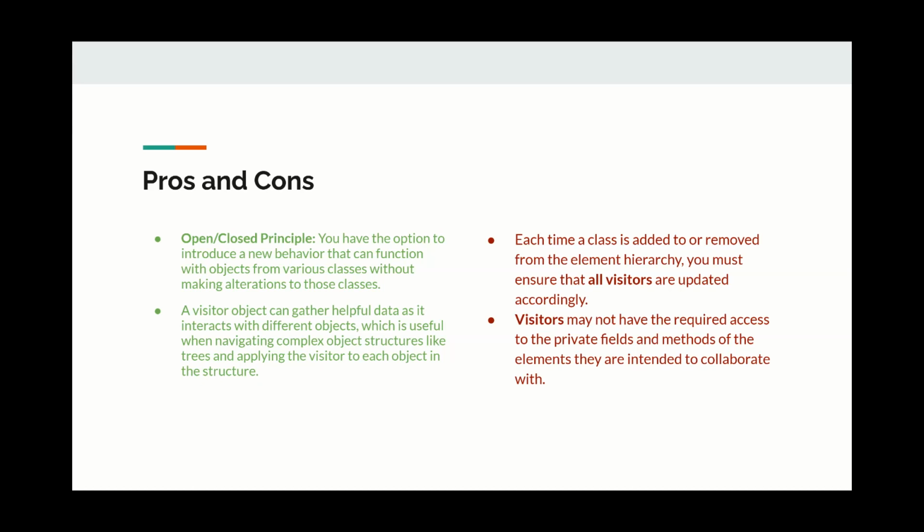So the pros and cons of this visitor method: it follows the open-closed principle. So you have the option to introduce a new behavior that can function with objects from various classes without making alterations to those classes. A visitor object can gather helpful data as it interacts with different objects, which is useful when navigating complex object structures like trees and applying the visitor to each object in the structure.